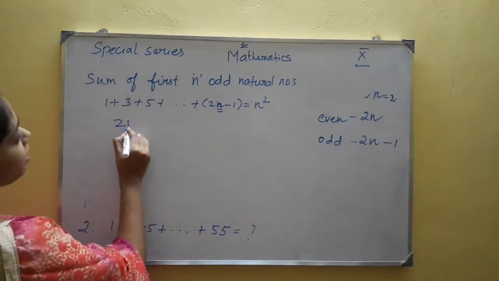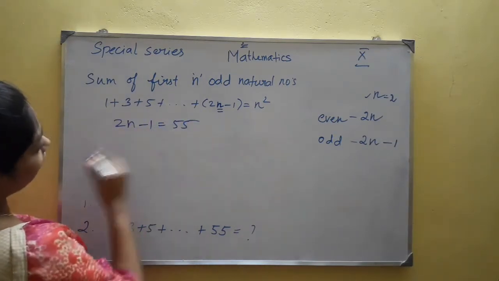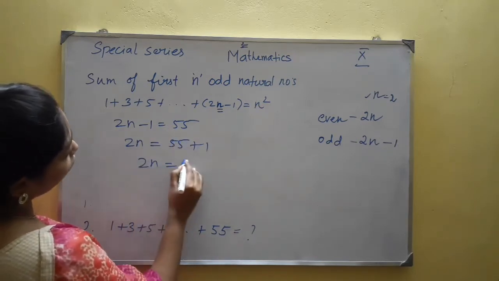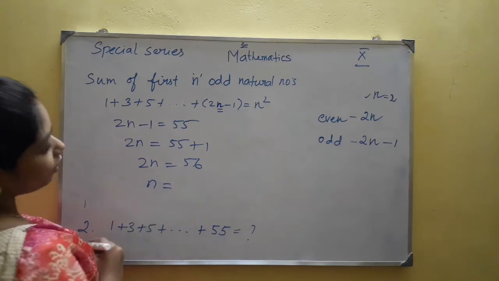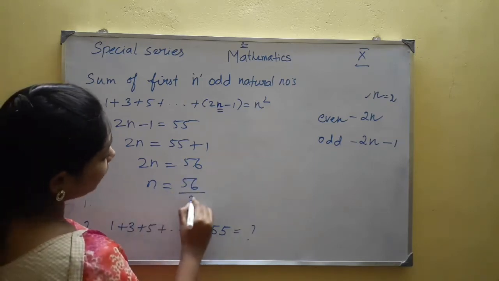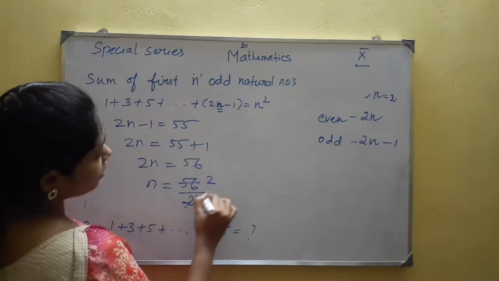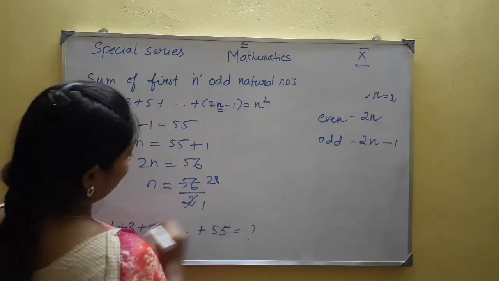Now take 2n minus 1 is equal to 55. 2n is equal to 55 plus 1. 2n equal to 56. Then what is the value of n here? 56 by 2, right? 2 eights are 16, so 28. So your n value is 28.